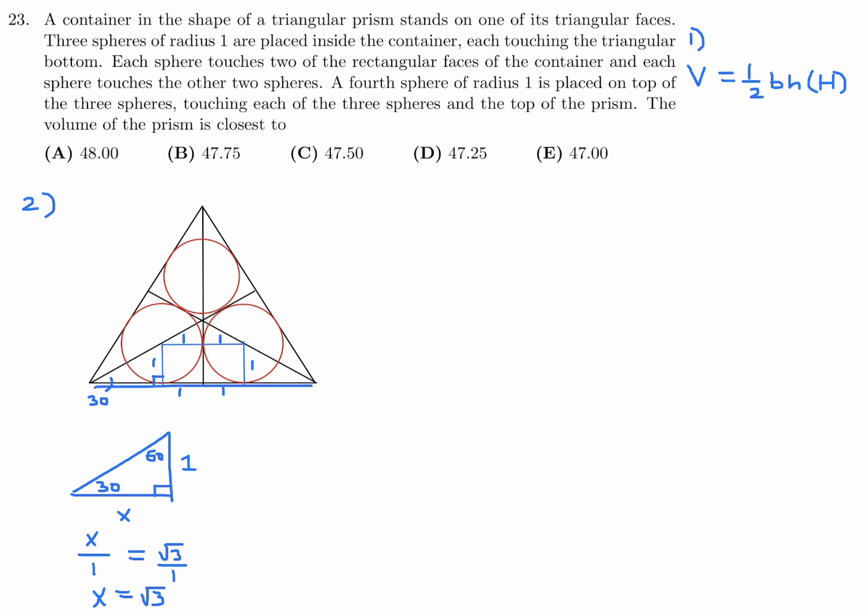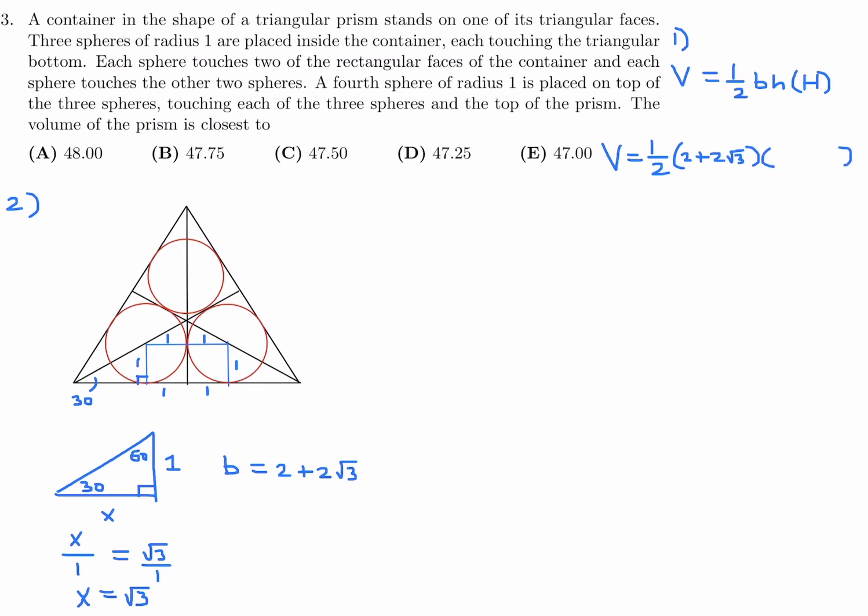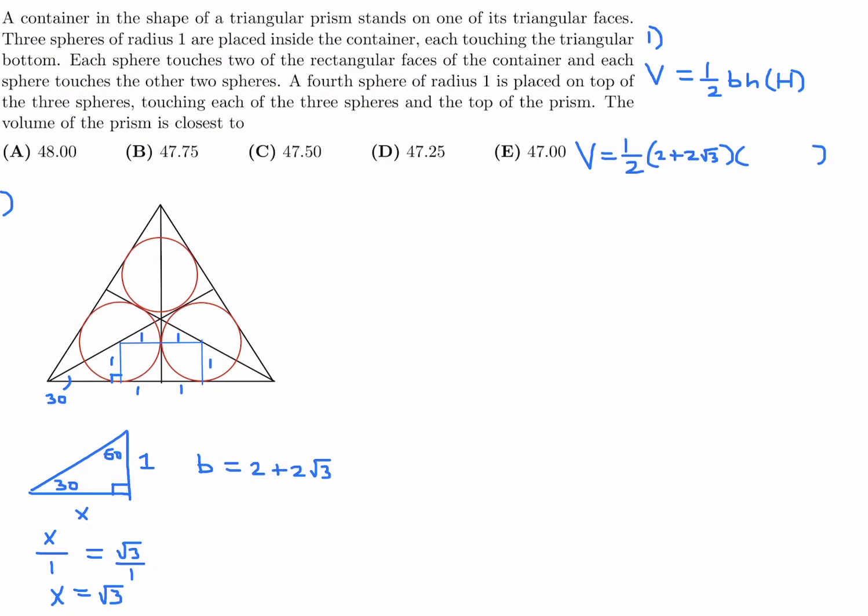So this entire base looks to me like it's root 3 plus 1 plus 1 plus root 3, which would be 2 plus 2 root 3. Okay, so might as well plug that in there. Why not? 2 plus 2 root 3. Okay, so next I'll concentrate on h, and then at the end we will figure out our value of the big H.